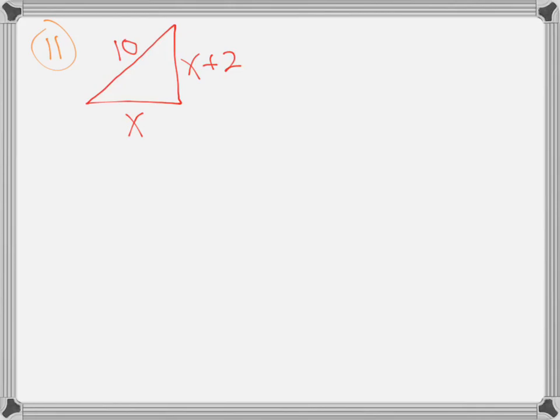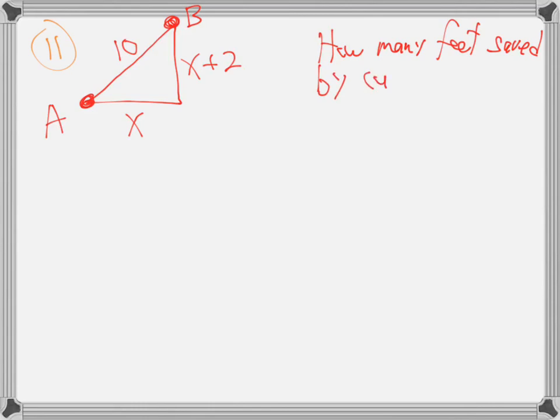Okay. So if you're going from point A to point B, there are two ways you can go. You can cut across diagonally, it's 10 feet, or you can go sideways on the sidewalk and down the other sidewalk, x and x plus 2. The question is, how many feet are saved by cutting across the diagonal? Well, to answer that question, we first have to find x.